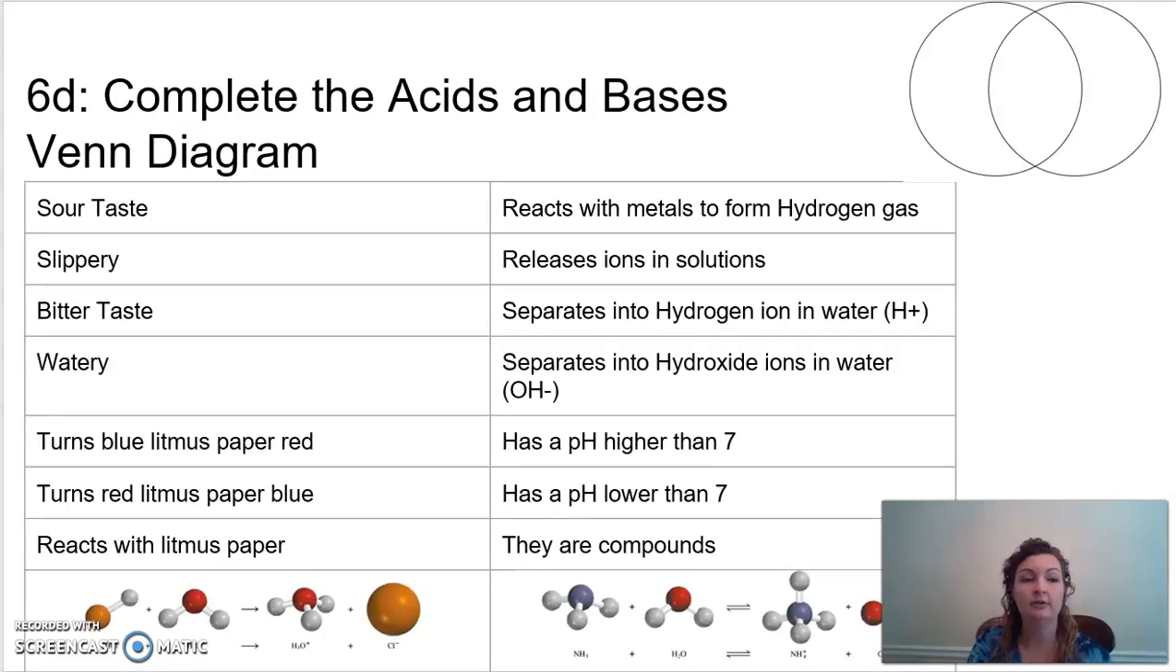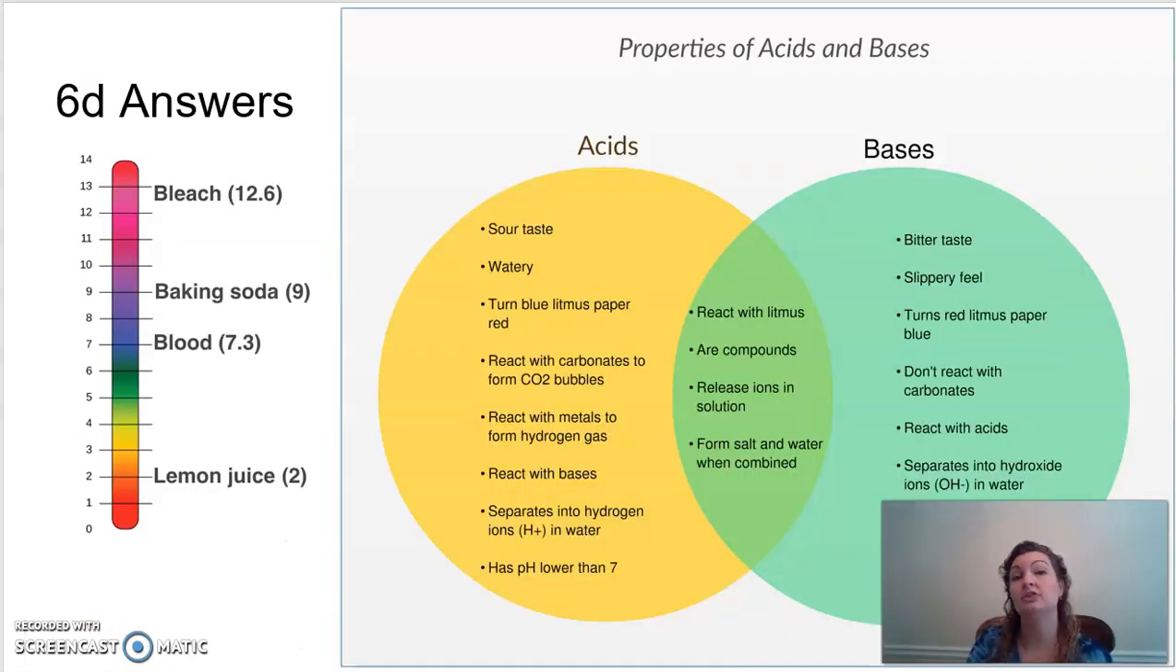So if you go ahead and look at your portfolio, you're first given all of these different properties, descriptions, characteristics, even some models to separate into your Venn diagram for acids and bases. Before we get to that, I want to talk to you about the pH scale.